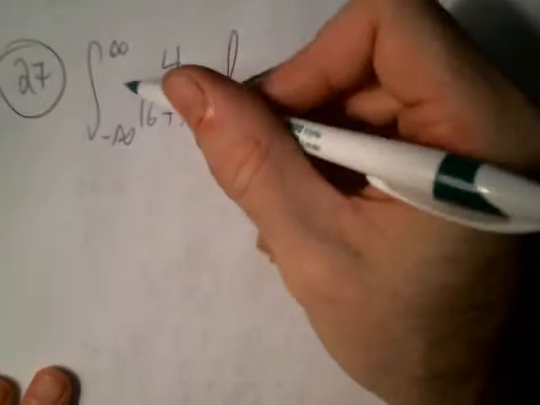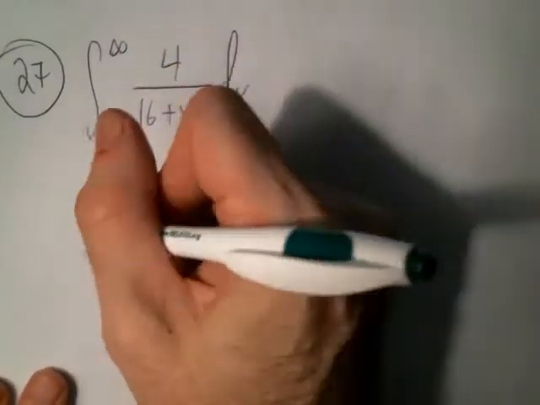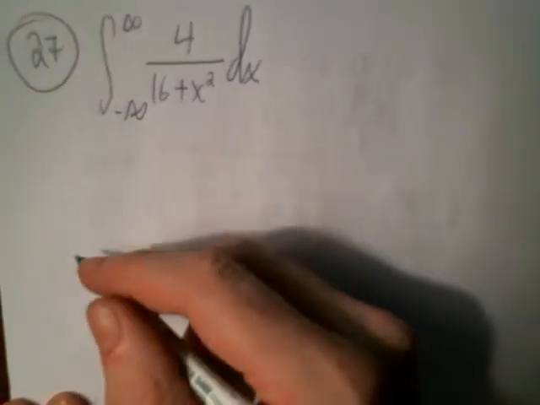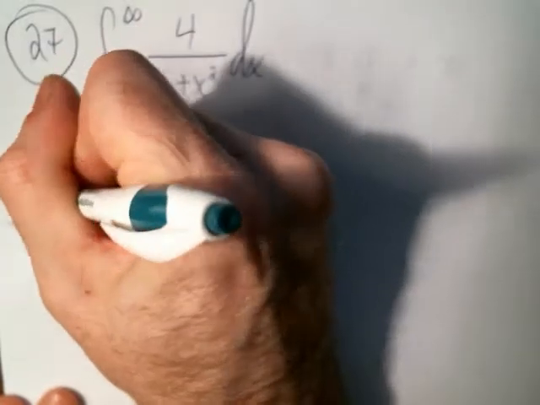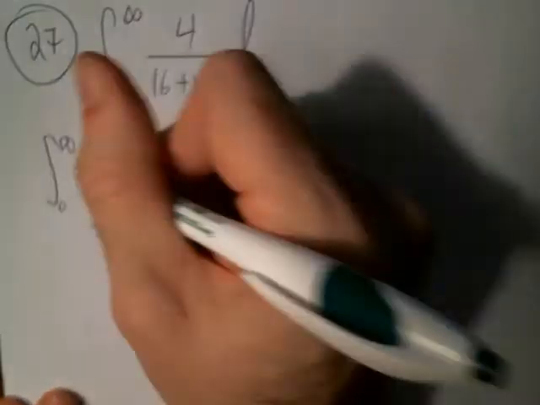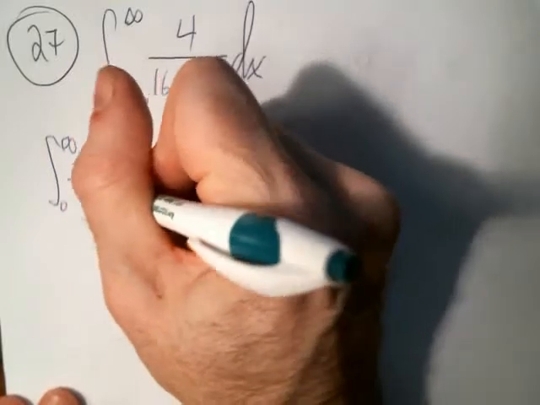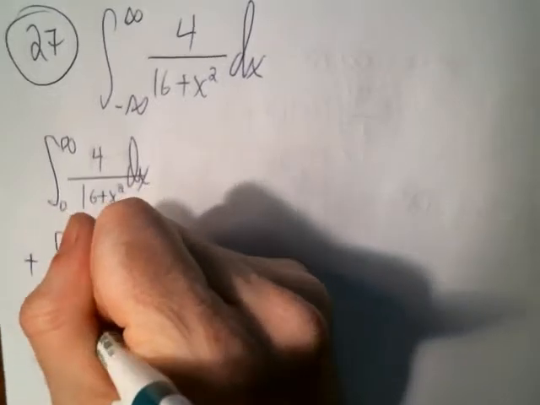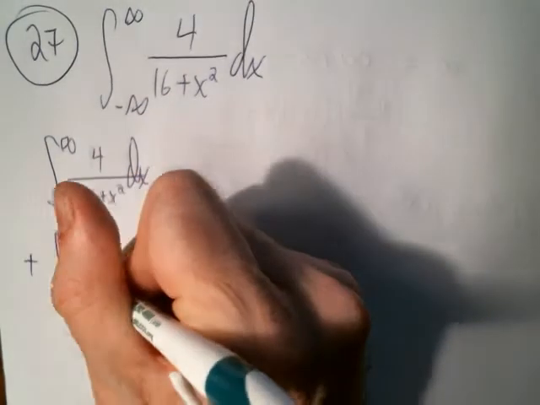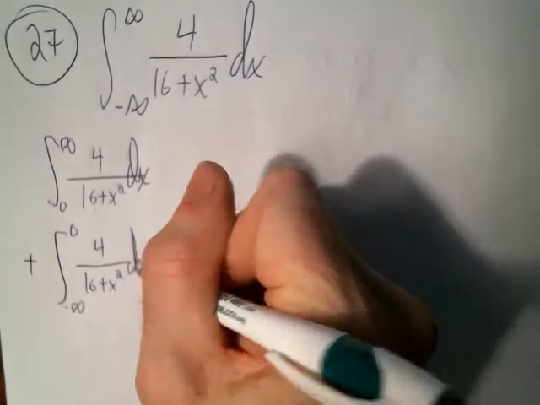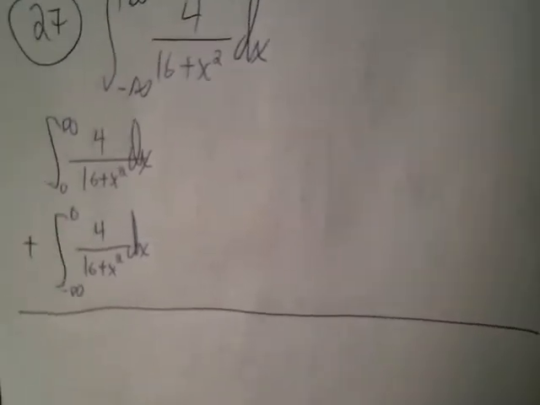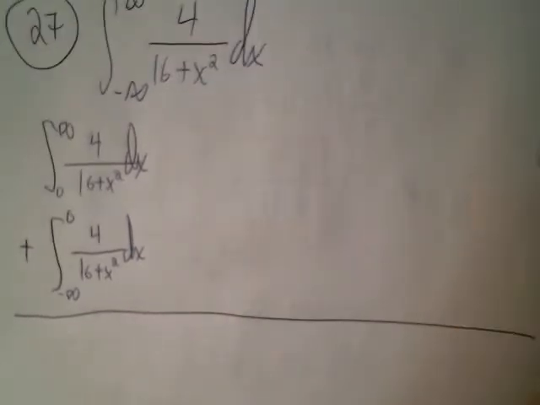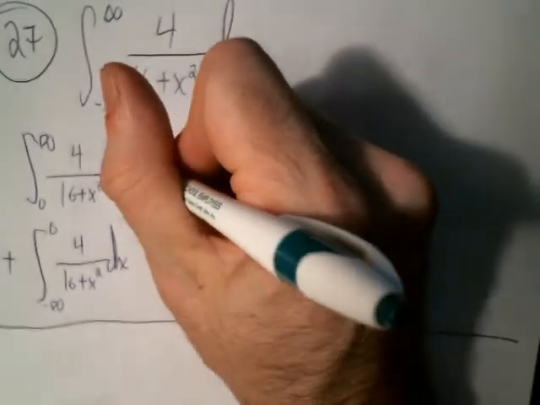Okay, so the deal with these, if you have two infinity signs, you're going to split it into two integrals. I'm going to do it like I'm doing arithmetic back in grade school. I'm going to have one integral here from 0 to infinity of 4 all over 16 plus x squared dx, and then add that to the other integral from negative infinity to 0 of 4 all over 16 plus x squared dx. And then hopefully I'll have my answer. If either integral is infinity, you're done. It's divergent.